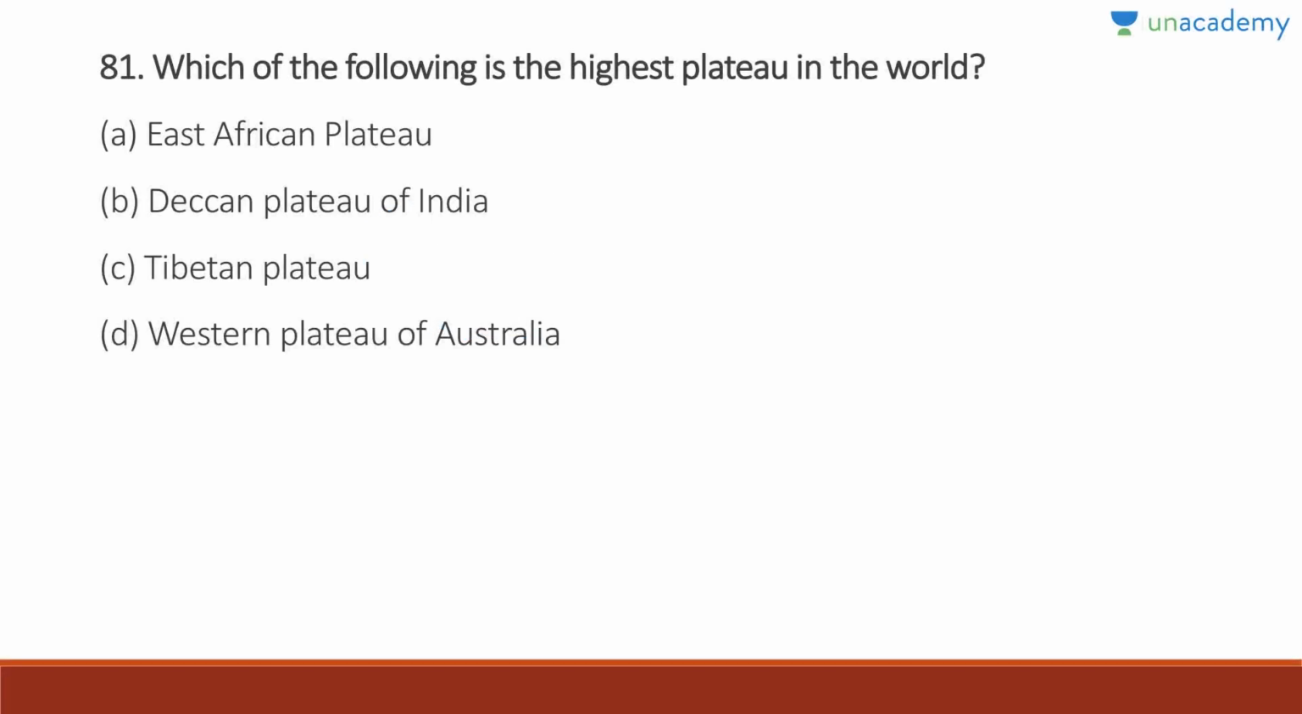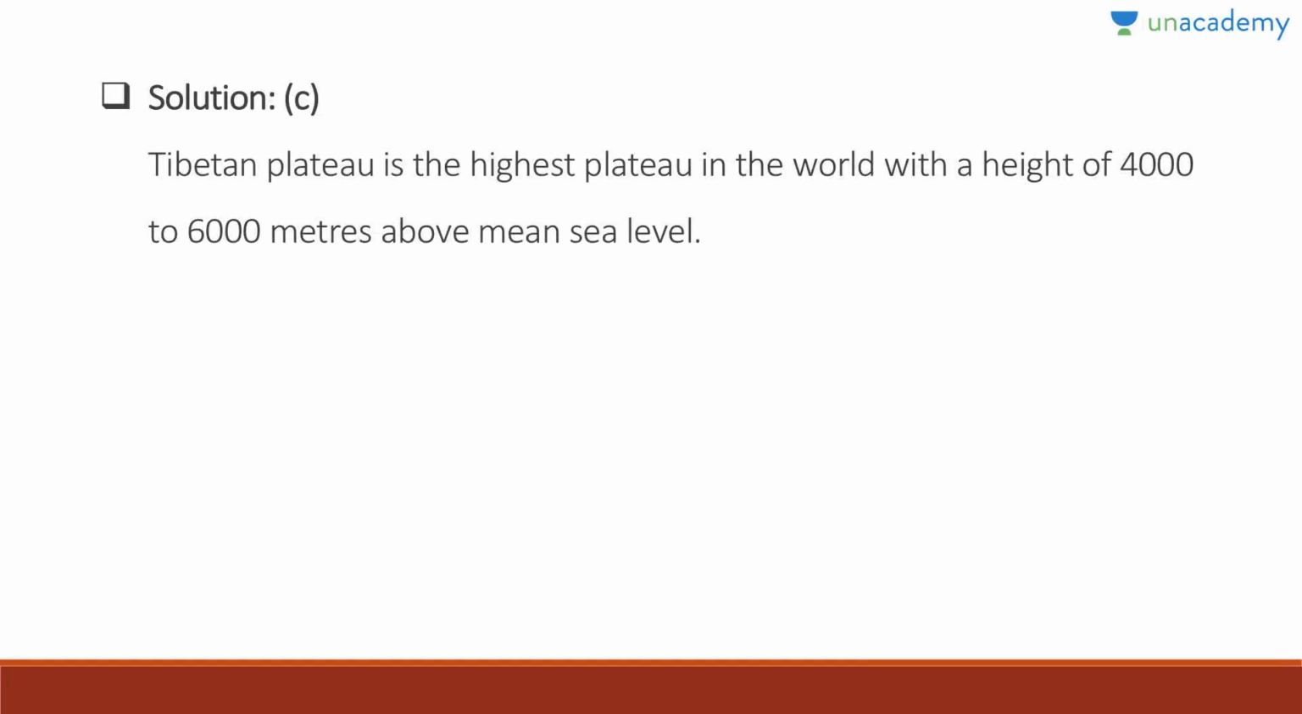Question number 81. Which of the following is the highest plateau in the world? Plateau means flat surface. The answer here is the Tibetan Plateau. It is one of the most important regions for monsoon. It's very high, 4 to 6 kilometers above mean sea level, and it gets heated up a lot, and that's one of the reasons for monsoon. The answer here is C. The Tibetan Plateau is the highest plateau in the world with a height of 4,000 to 6,000 meters above the mean sea level.